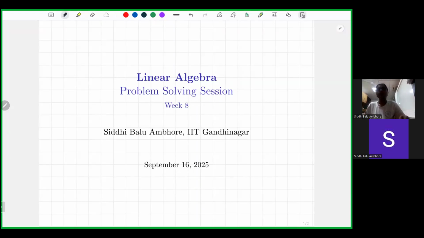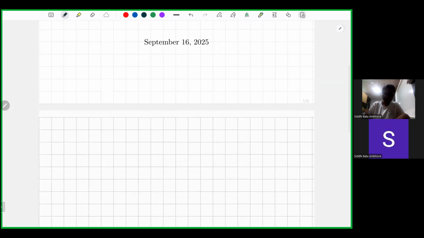So welcome to problem solving session for the course Linear Algebra. I'm Siddhi Balu Ambore from IIT Gandhinagar, and today we will discuss problems related to syllabus from week 8, that is problems related to sum of vector spaces, direct sum of vector spaces, direct sum decomposition of vector spaces, and dimension equality.